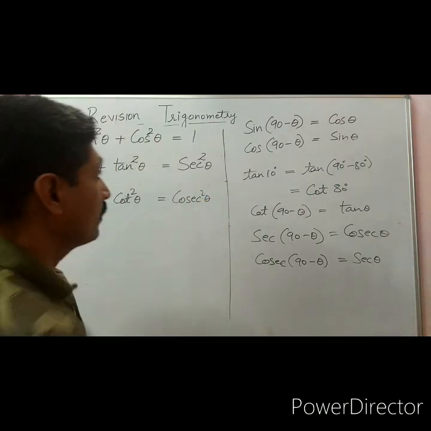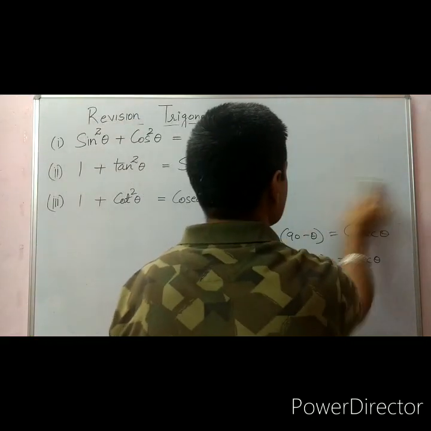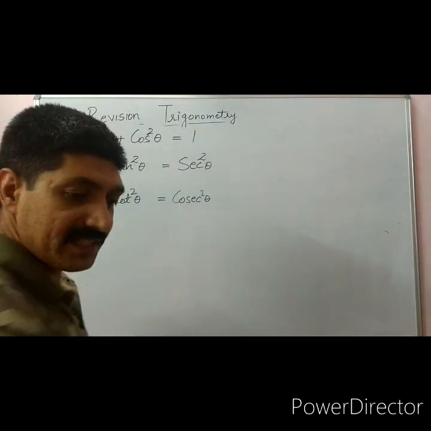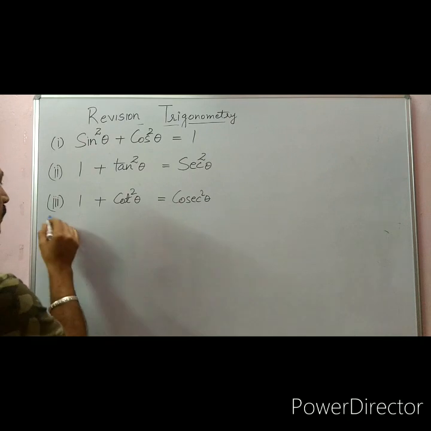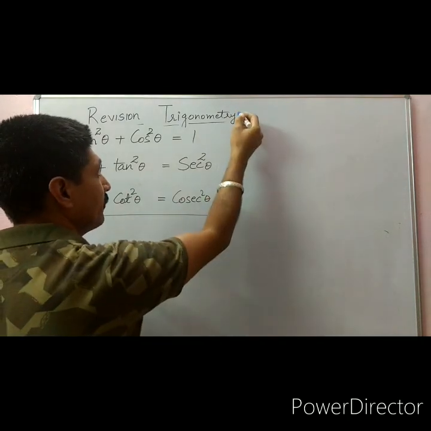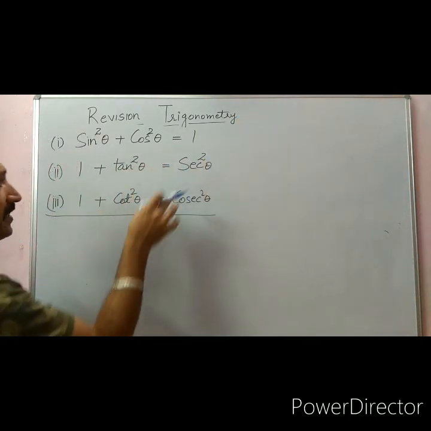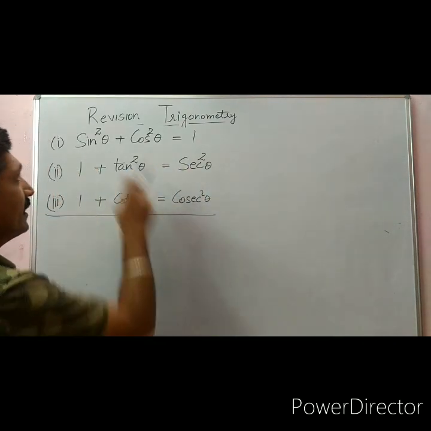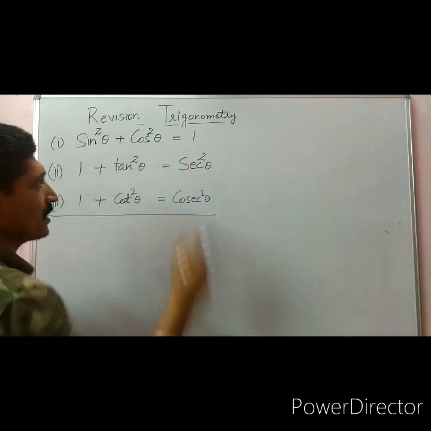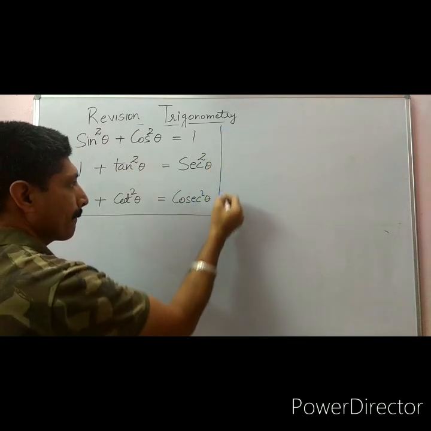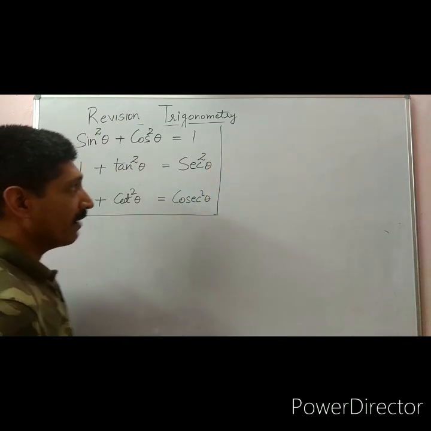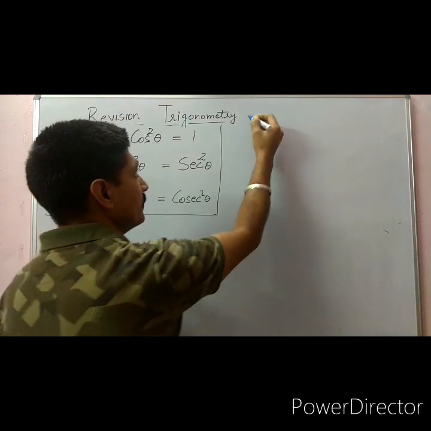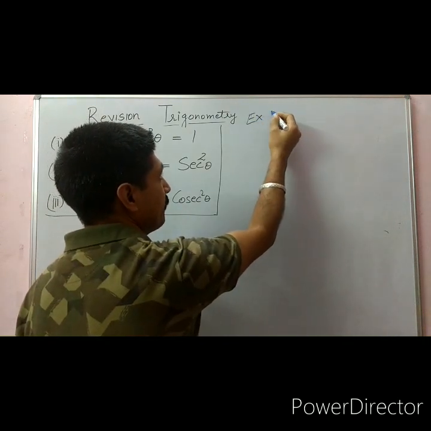Now we have discussed yesterday also that we can write all these identities in different ways, like sine square theta is 1 minus cosine square theta. We have a first question, exercise 8.4.